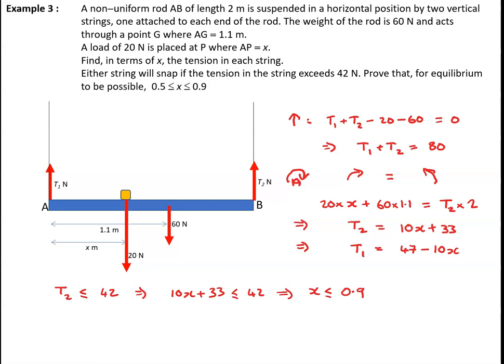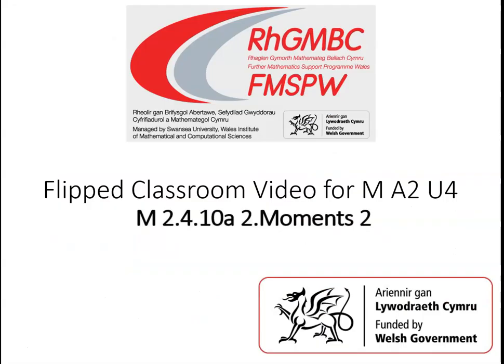The fact that T1 must be less than or equal to 42 tells me that 47 minus 10x must be less than or equal to 42, which gives me that 5 must be less than or equal to 10x. In other words, 0.5 must be less than or equal to x. So putting the two results together, we've got the value of x must lie between 0.5 and 0.9. And that concludes our look at how we can use moments to consider the equilibrium of some simple rigid bodies.